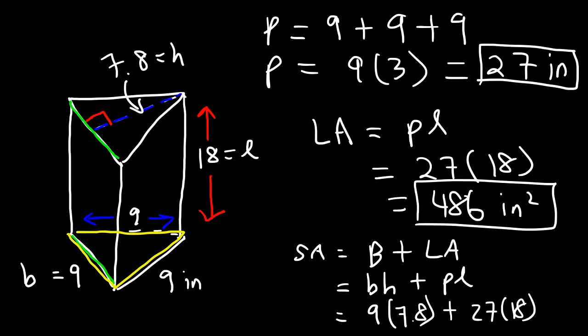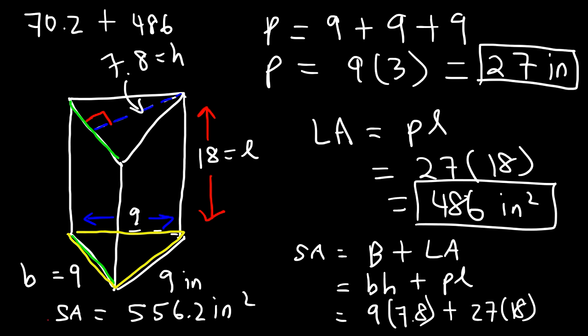9 times 7.8, that's about 70.2. And we know that 27 times 18, we already have 486 for that. So we just got to add these two numbers. 486 plus 70.2 will give us 556.2 square inches because we're dealing with surface area.